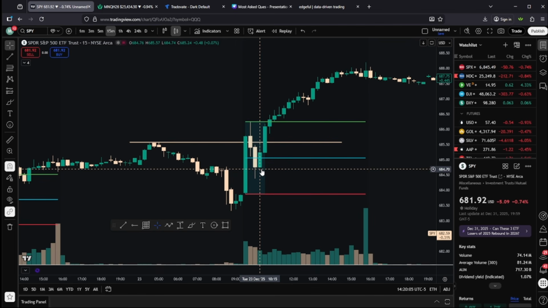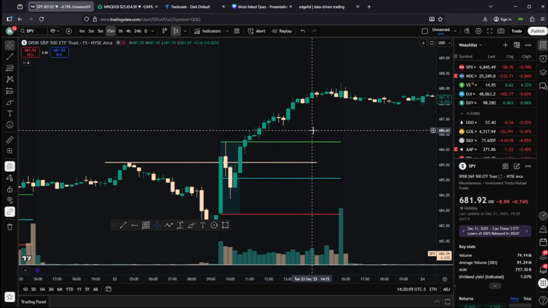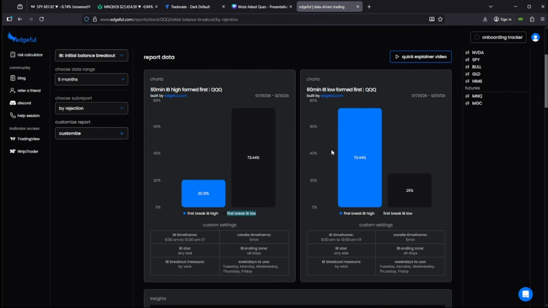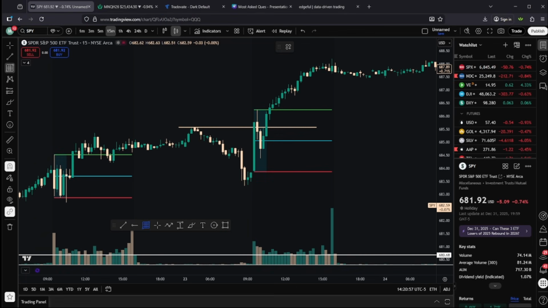One of them is going to be a winner, one of them is going to be a loser. In this case, QQQ ended up losing. SPY dragged it up and continued to push up. QQQ, even though stats were telling us that we should have gone and taken the IB low, ended up being a 20% trade, or a 1 in 5 outcome.